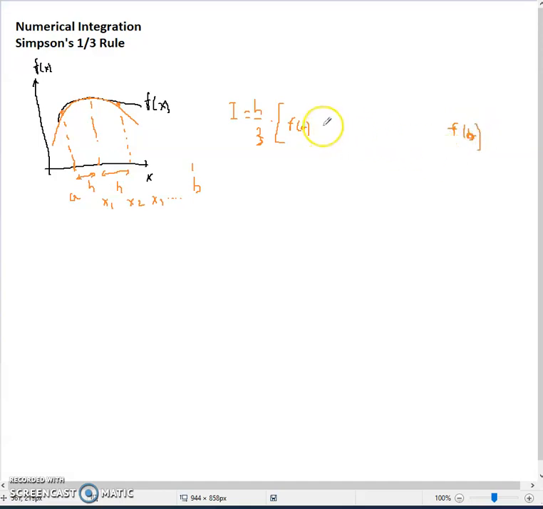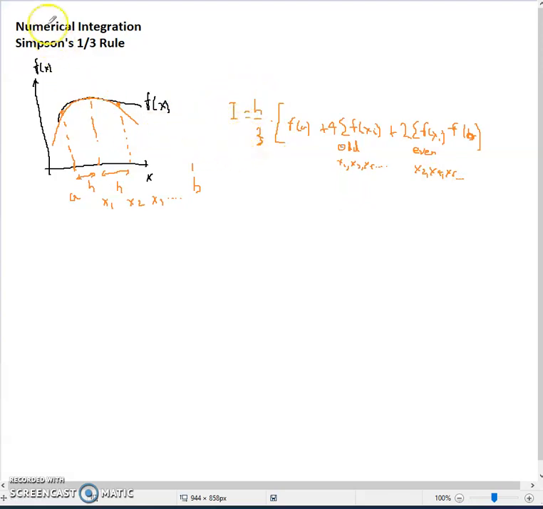And then we add 4 times the summation of f of xi of the odd xi, in other words, the f of x1, x3, x5, and so on, and 2 times the summation of the f of xi of the even xi, so x2, x4, x6, and so on. So this is the Simpson's 1/3 rule.